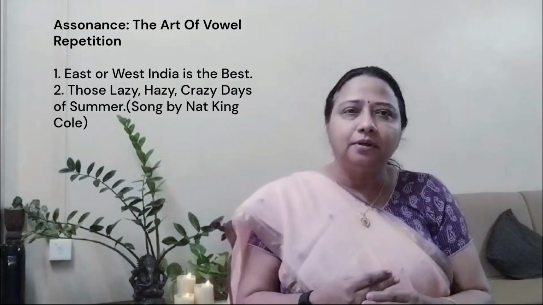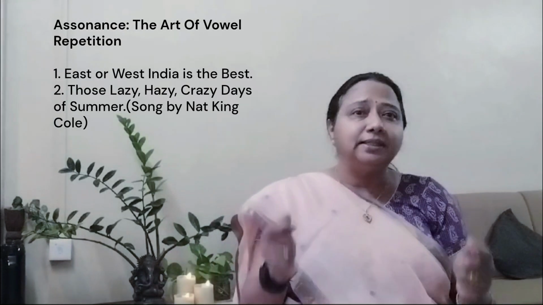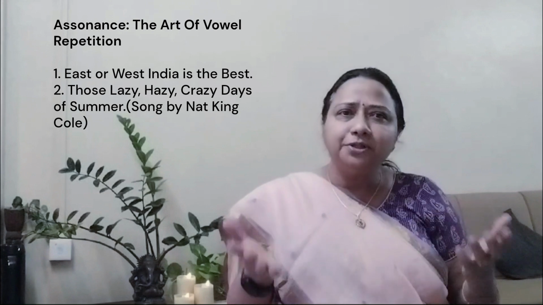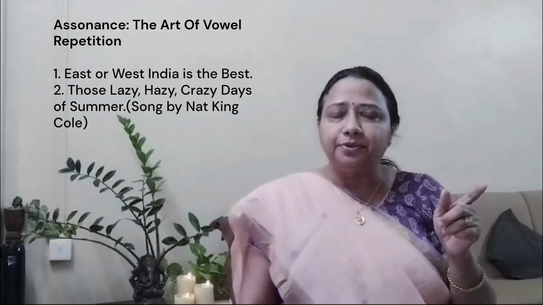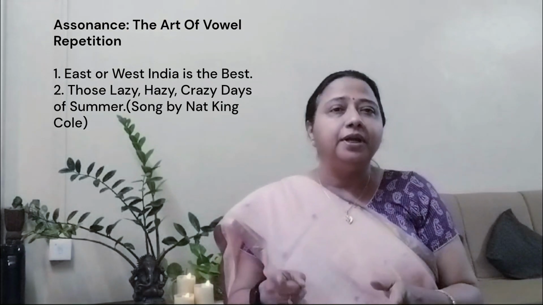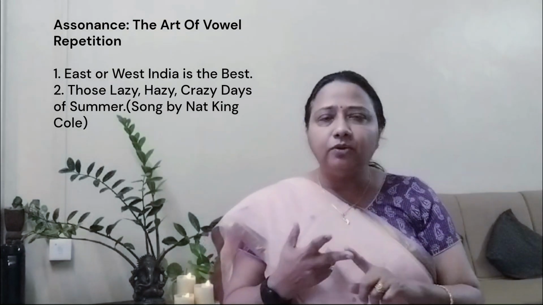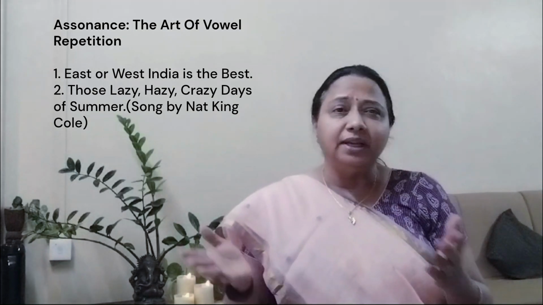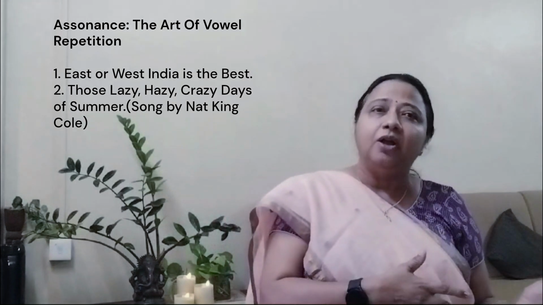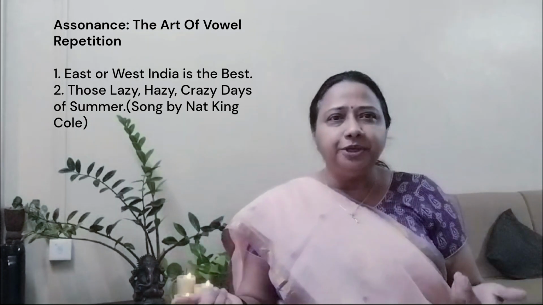Moving on, the next in this list is assonance. Here's the example. "East or West India is the best." So what is repeated? The vowel sound E is repeated irrespective of whether it is in the beginning of the word, middle of the word, or the end of the word. Another example, the hazy, lazy, crazy days of summer. What is repeated? The vowel sound A is repeated. So I think it's very clear.